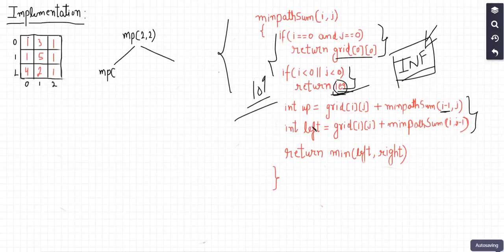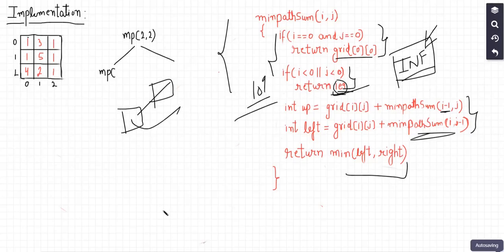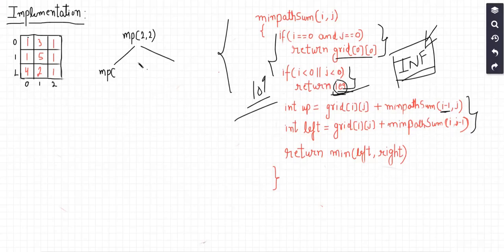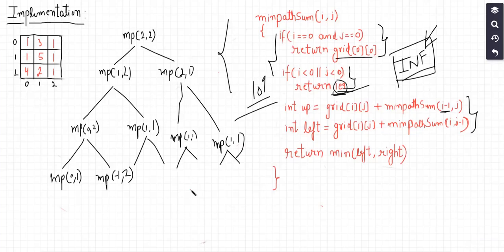I am recurring for the cell just above it and for the cell just left of it, taking the minimum value here and returning the minimum of these two values. Fine. That's how the recursive code is working, and let's analyze the time and space complexity for this code. Okay, so let's see the time complexity for this code.